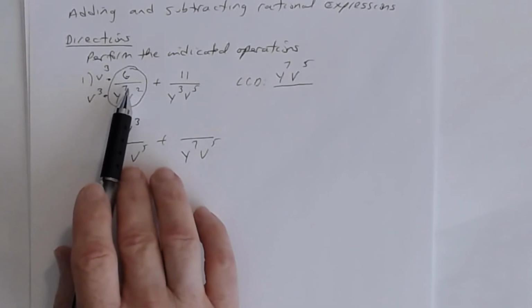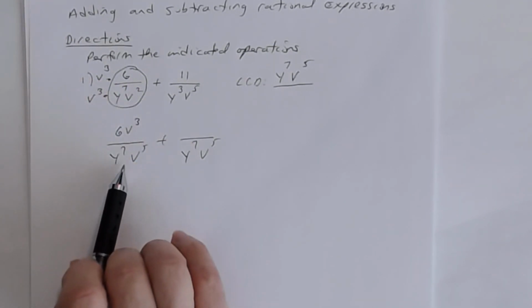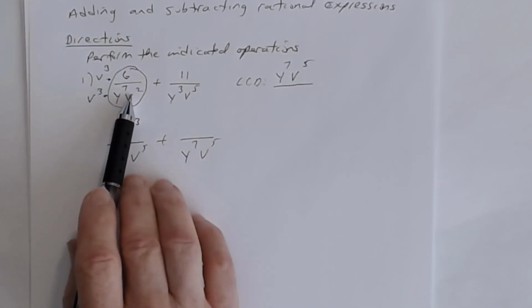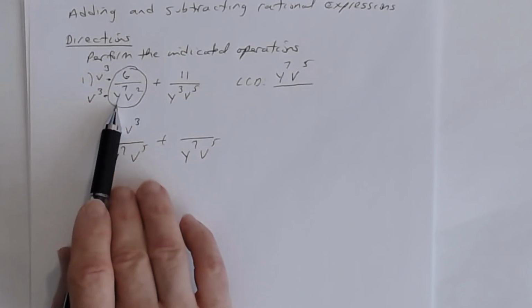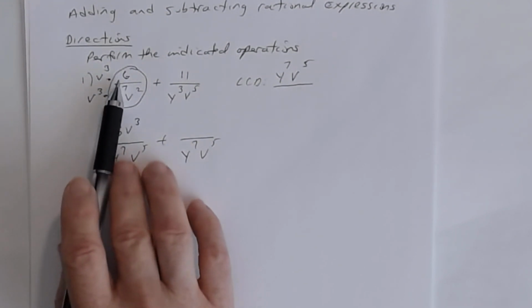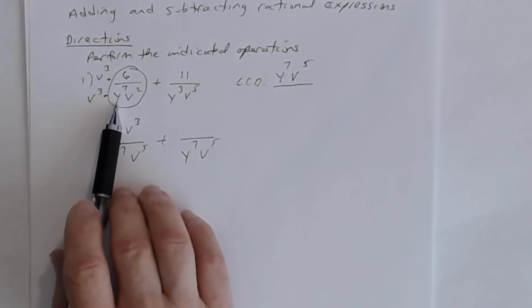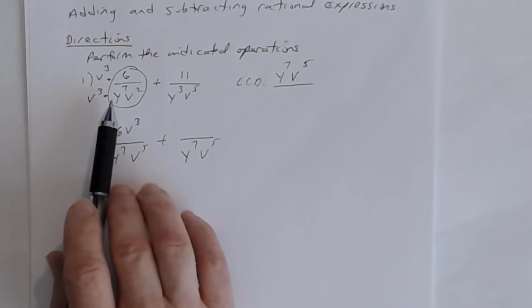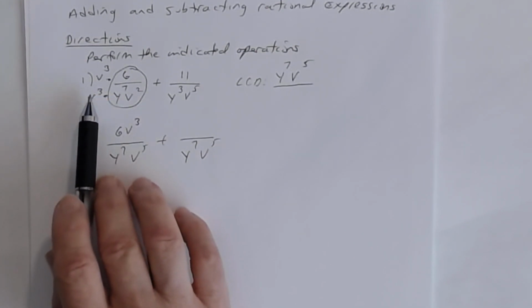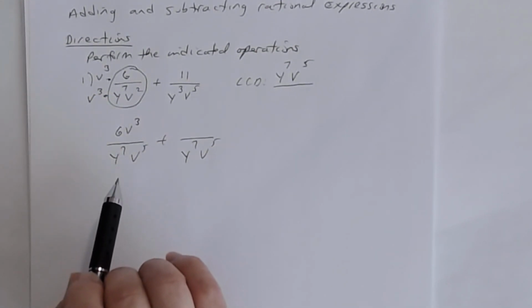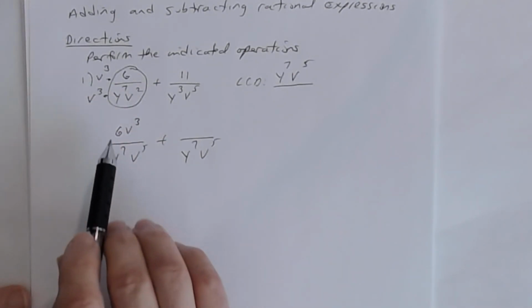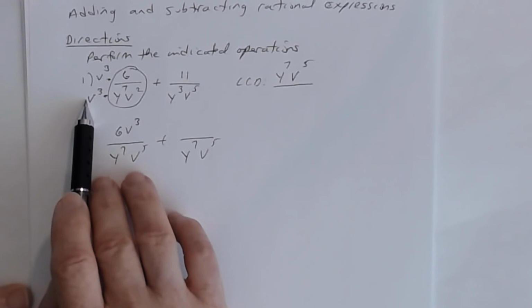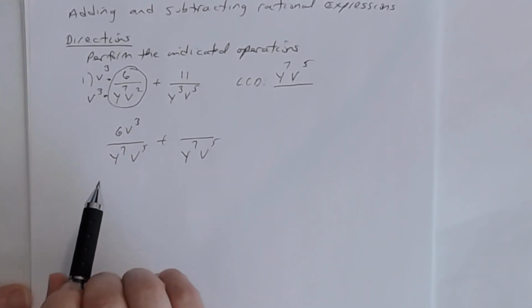All right, so to get this denominator equal to the LCD, you've got to multiply both denominator and numerator by the same factor, because you have to keep it the same. But you want to make sure that whatever you multiply it by will give you this denominator. So v cubed times v squared is v to the fifth. So if I multiply the denominator by v cubed, I have to multiply the numerator by v cubed.